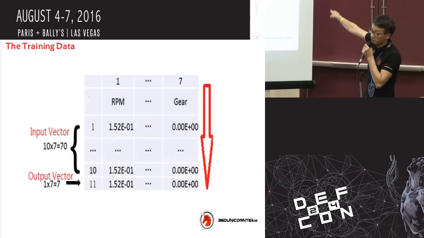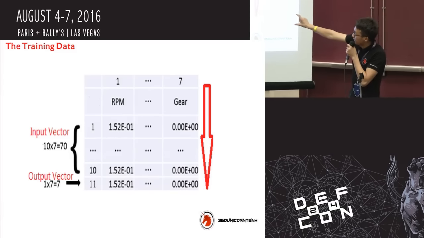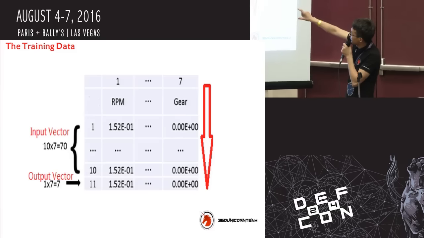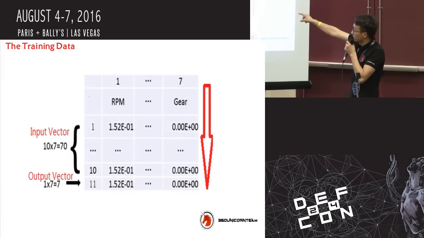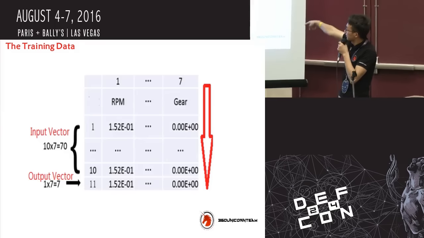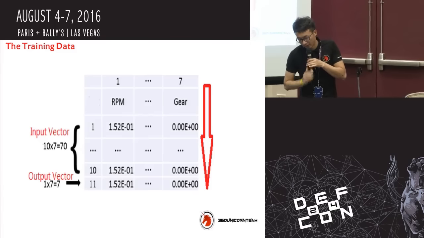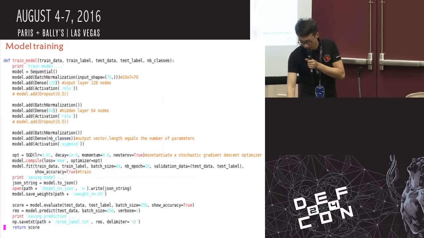So you can see that I used seven parameters: the intake pressure, the RPM, the speed, and so on. I used the values of those parameters from time t minus 10 to time t minus 1, and use those values to predict the value at time t. This is how the input vector and output vector of the neural network are formed.